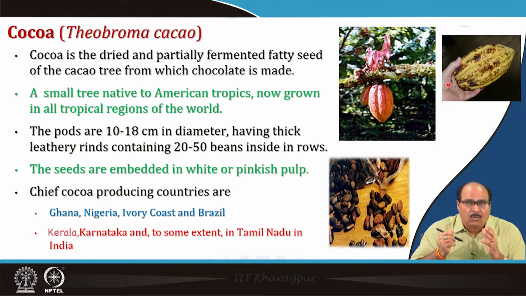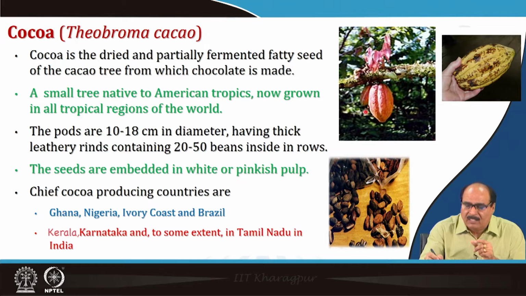Now, cocoa, that is Theobroma cacao, the tree. Cocoa is the dried and partially fermented fatty seed of the cacao tree from which chocolate is made. You can see here that the cacao tree is a long tree, and the flowers appear directly on the main trunk and directly on the branches, and this flower is finally converted into the fruit, that is the cocoa fruit.